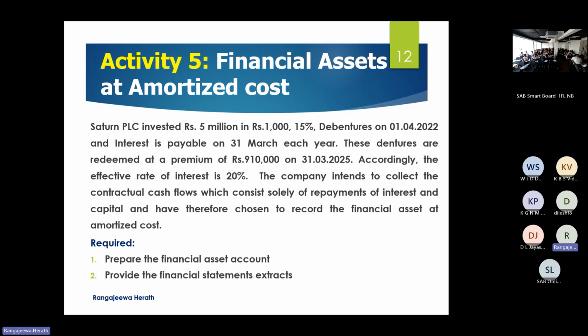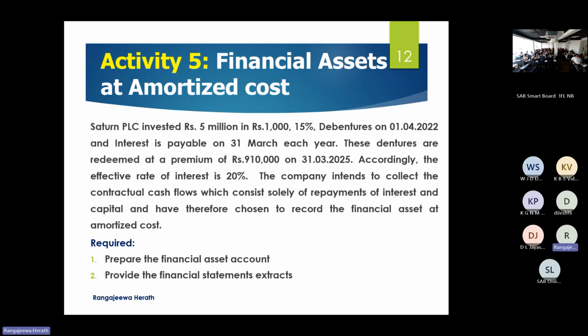But a company can invest in debentures of another company and keep them till maturity. Usually when you invest in debentures, you may keep them till maturity because you are getting periodic interest income. That's why you are investing in debentures. So then it can be classified as financial asset at amortized cost. So we will go through activity 5, financial asset at amortized cost.